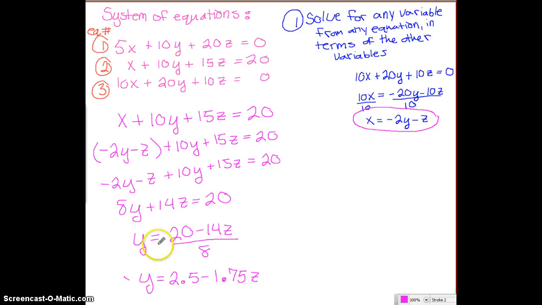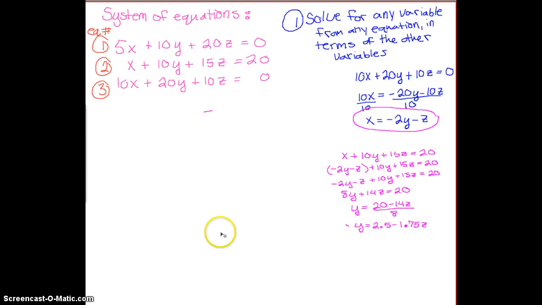Now we don't need any of this work anymore, but what we are going to need is this value of y and the value of x, and we're going to plug that back into the third equation. Now in order to solve for this, we only need one variable in the final equation. That way we can solve for it.